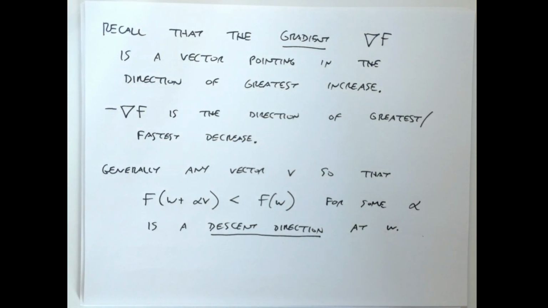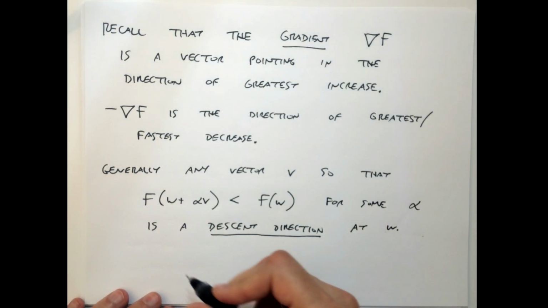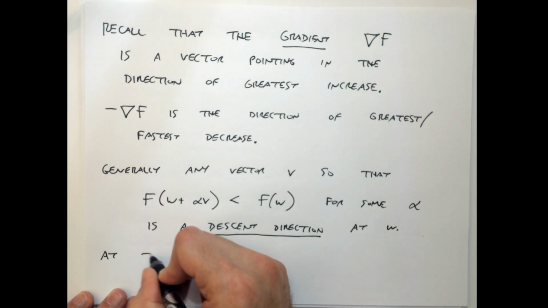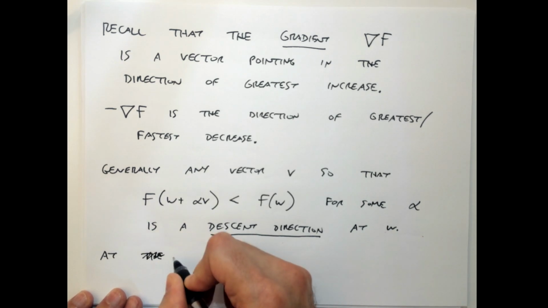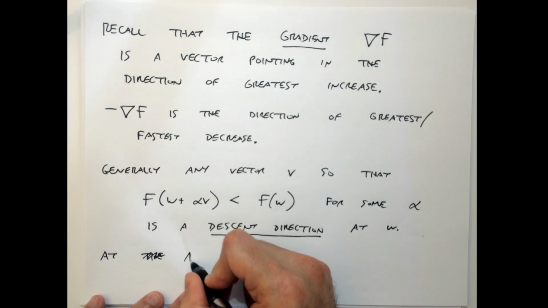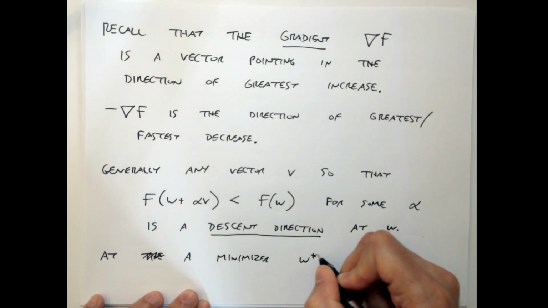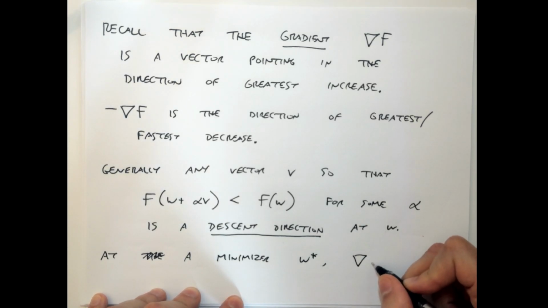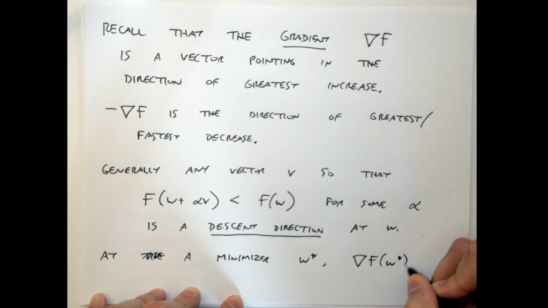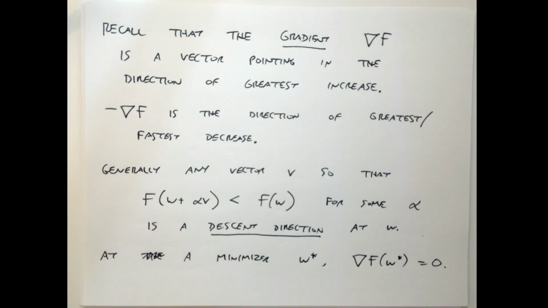So let me write that down. At a minimizer, what I have is that the gradient at that point equals 0. Again, this is very much like what you learned in 1 and 2 vector calculus. Take the derivative, set it equal to 0, and that place is where you find the minimum.